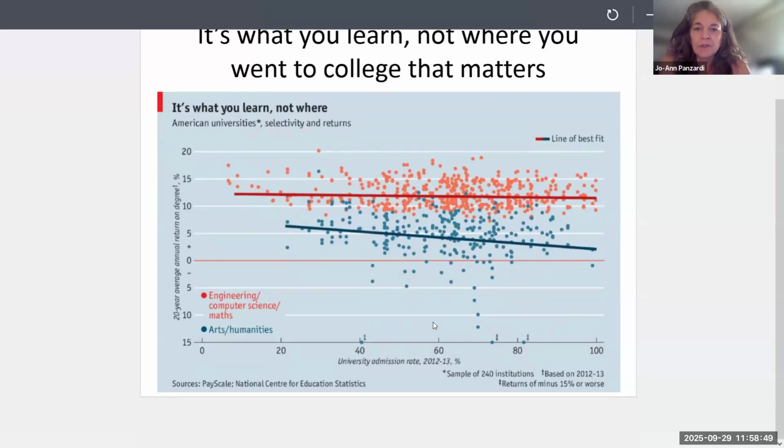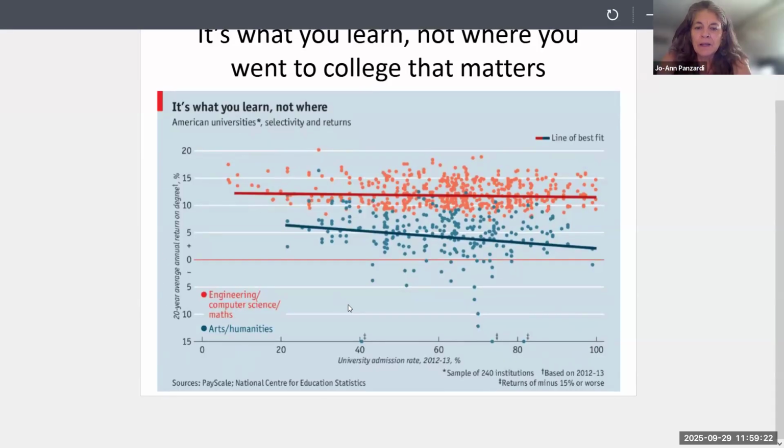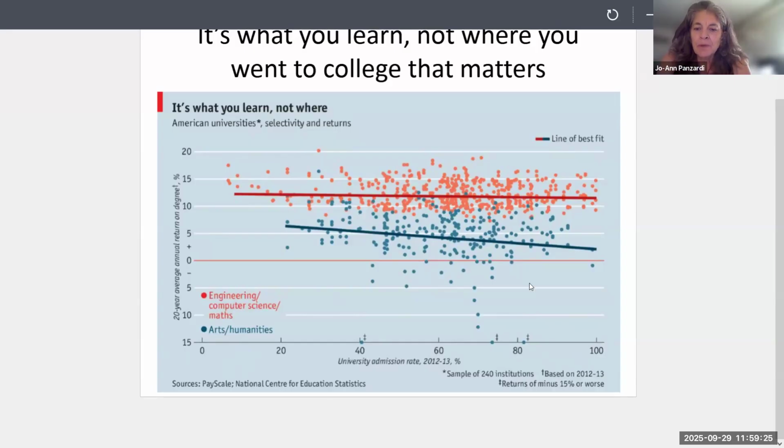So when you look at a graph, I always look at the x-axis first, and the x-axis says admission rate. So here is a 10% admission rate. Here's 100% admission rate. So a school that would be posted here would be one that would be more selective. They don't accept that many students, where at the other end of the x-axis, these are schools that accept a lot of students that apply, okay? And the y-axis is 20-year average annual return. And this is data from 240 institutions in the United States. It's all American universities, right?